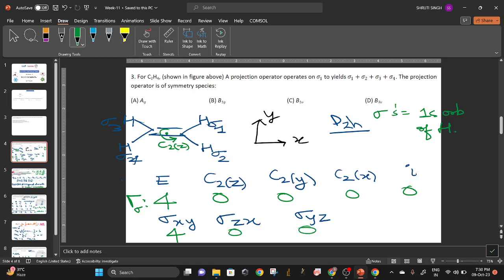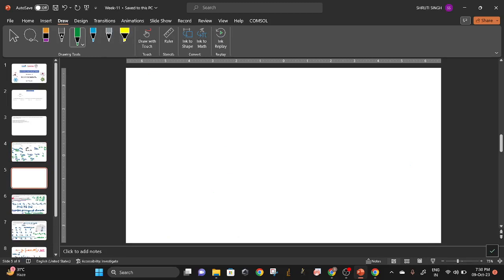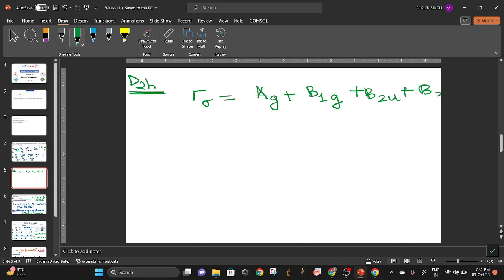When I say I'm breaking the reducible representation into irreducible ones, what I'm doing is using the D2h character table and the formula from the previous question. I will get this as Ag plus B1g plus B2u plus B3u. So these four representations I will get.